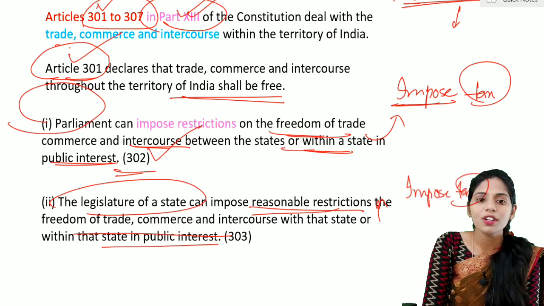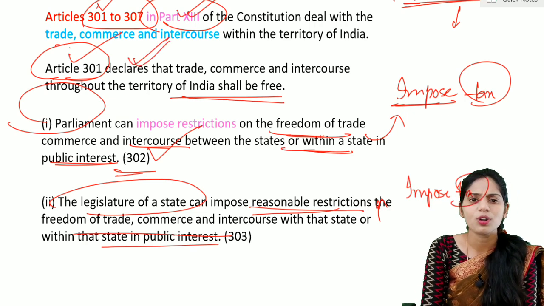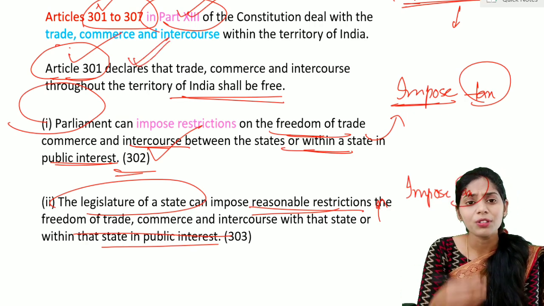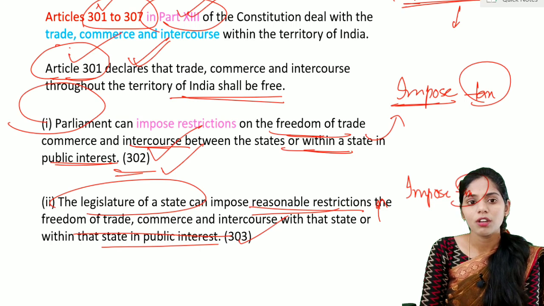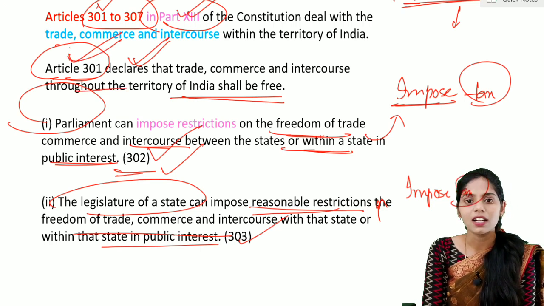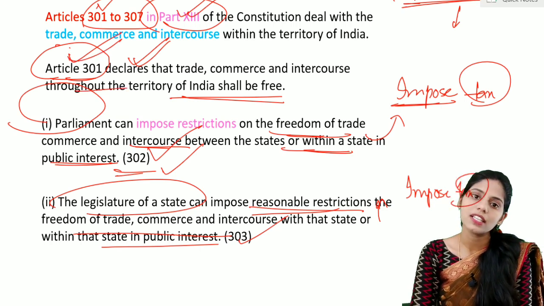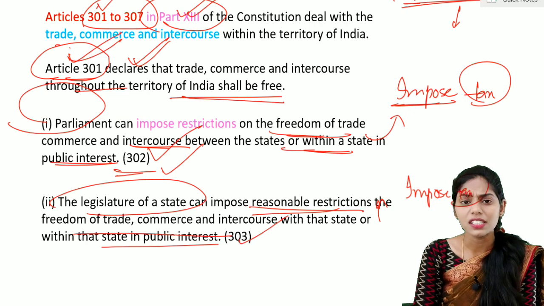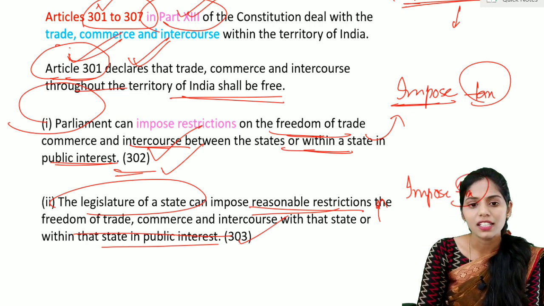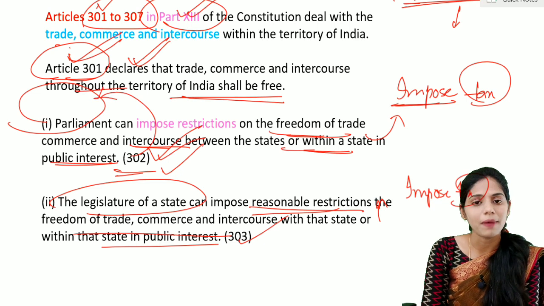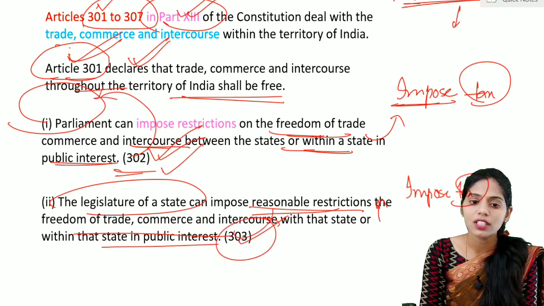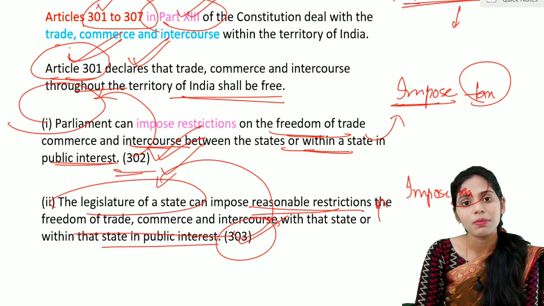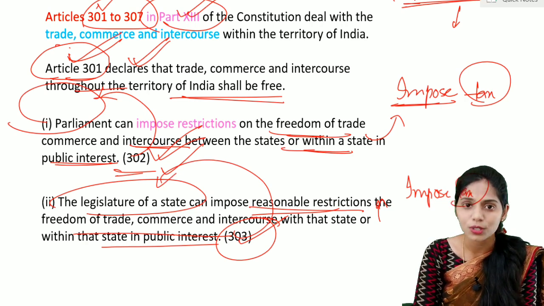Okay. So whenever you're studying Article 301, you should not feel happy. You have to read the next provisions as well, where you can see some of the restrictions. Article 301 says that trade, commerce and intercourse within the territory of India is free. But Article 302 gives the power to the Parliament to impose restrictions or taxes. And Article 303 provides the state legislature the power to impose the tax.